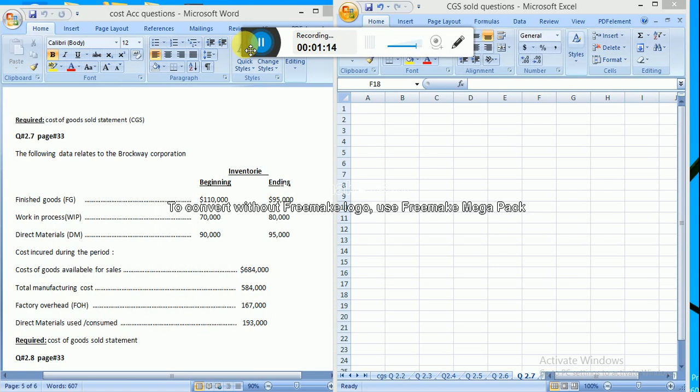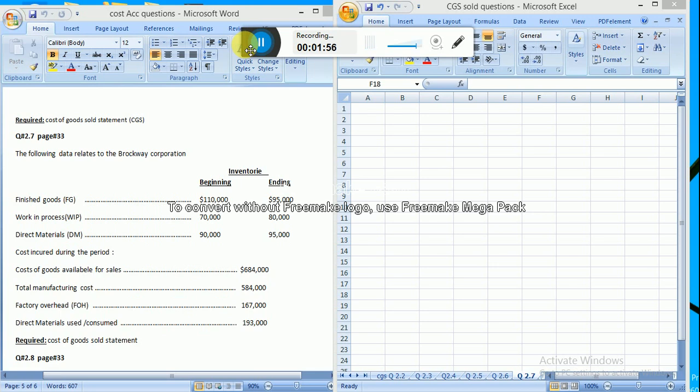Cost of goods available for sales, $684,000. Total manufacturing cost, $584,000. Factory overhead cost, $167,000. Direct material used, or direct material consumed, $193,000. Required: cost of goods sold statement.